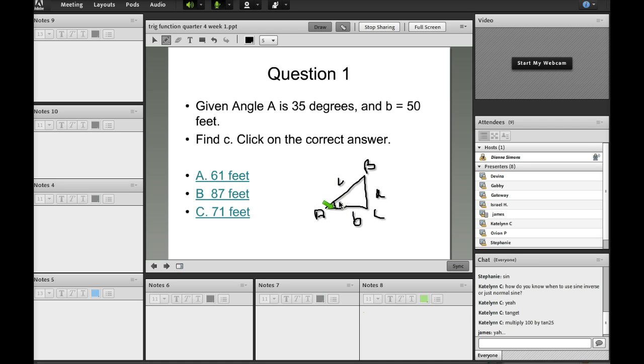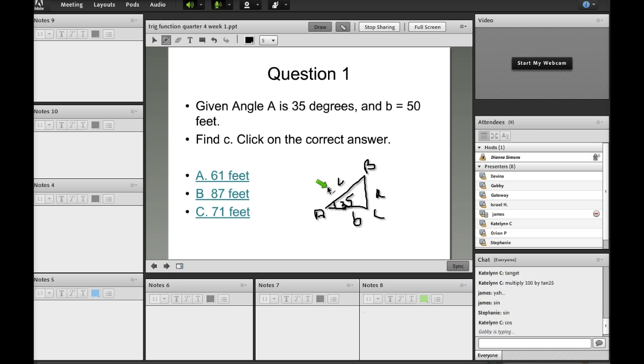Sine, cosine, or tangent, guys? Everyone has to answer one of these, or else you have to go back and answer the question for the webinar. All right, so James says sine. Remember, sine is opposite over hypotenuse. We don't know what the A is, but we know what B is. How do I find C?